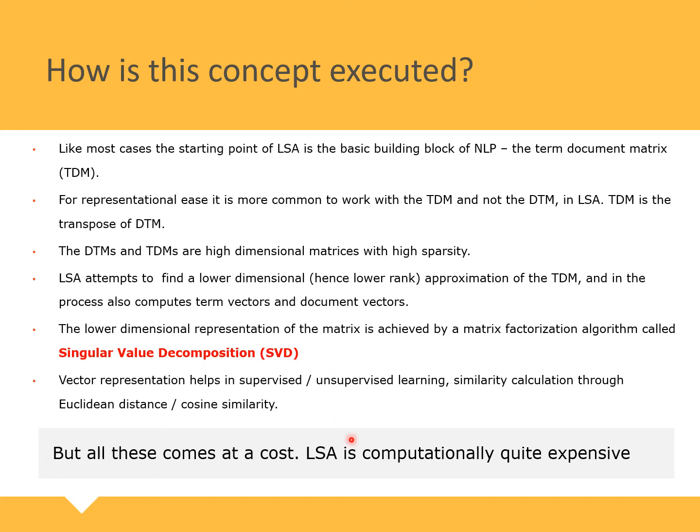In terms of execution, for LSA, as a convention, we generally work with the term document matrix, which is the transpose of the document term matrix. It's absolutely the same thing, just that in the term document matrix we have the terms in the rows and the documents in the columns. It's just for the sake of representation. Otherwise, it's the same as the DTM. And like we have seen, DTMs are very high dimensional matrices, and so will be the TDM.